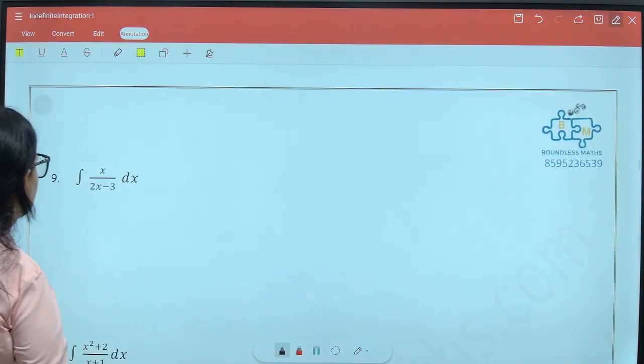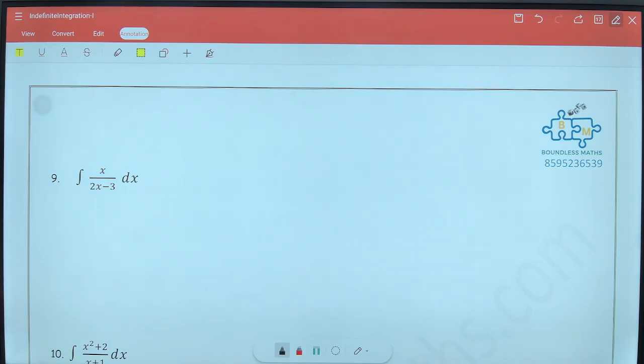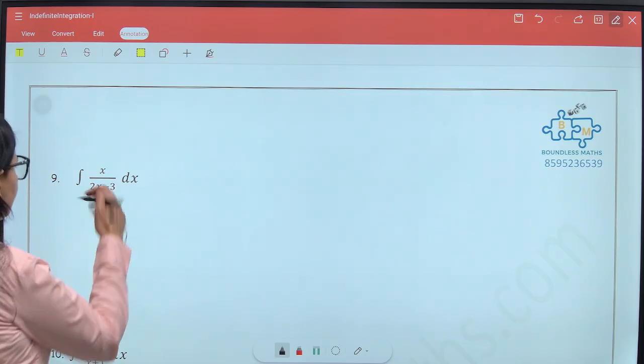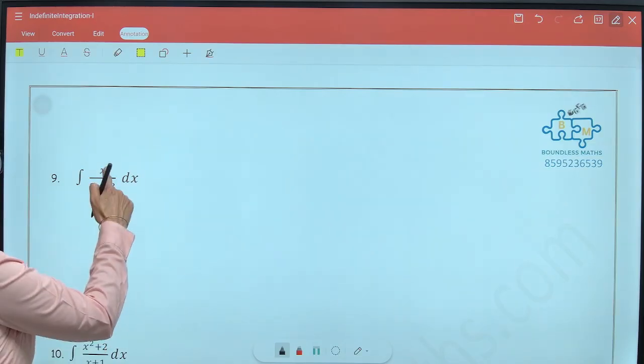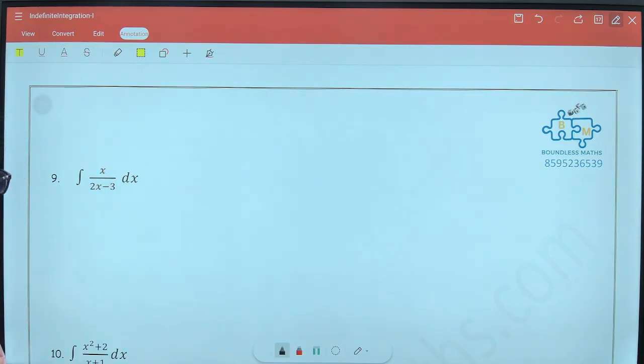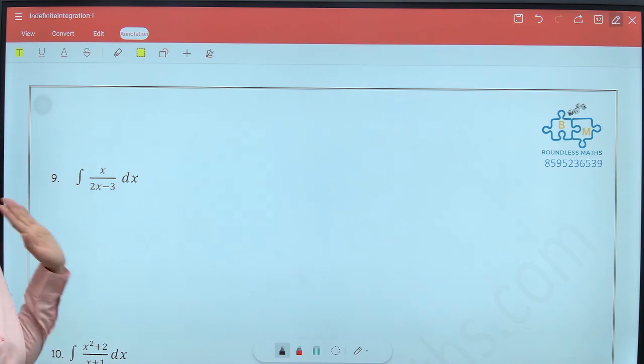Now the next question, x upon 2x minus 3. Here the degree of numerator is exactly same as the degree of denominator. So again you need to reduce the degree of numerator. How you can do that? Now neither of them can be factorized, right? Nothing can be factorized or cancelled, and division of numerator by denominator also looks a little difficult because it is only x in the numerator.